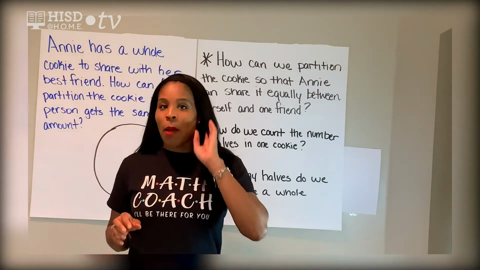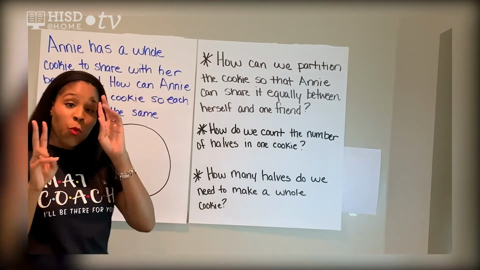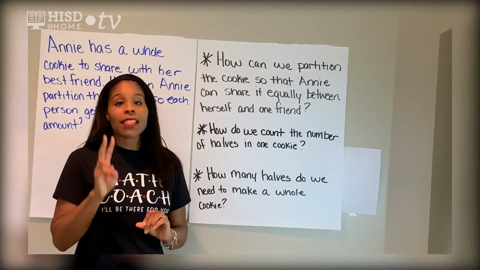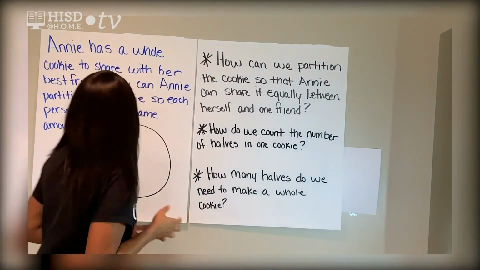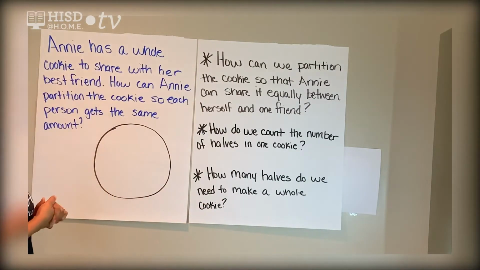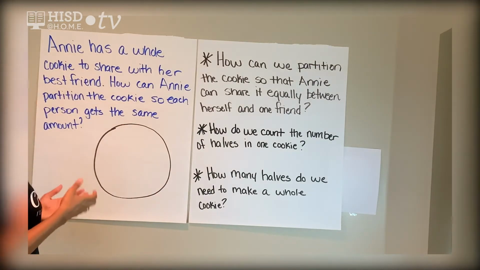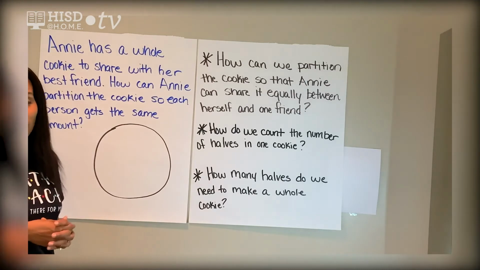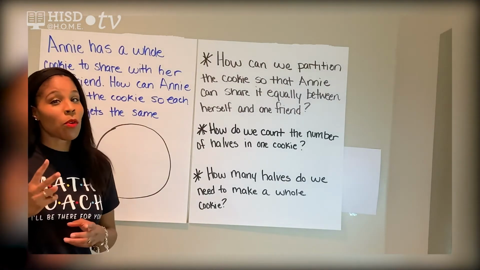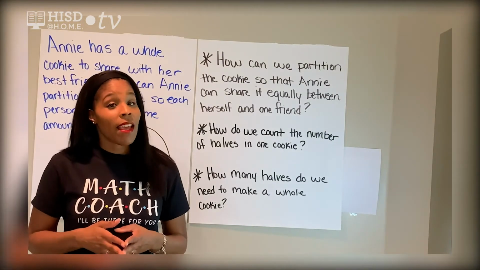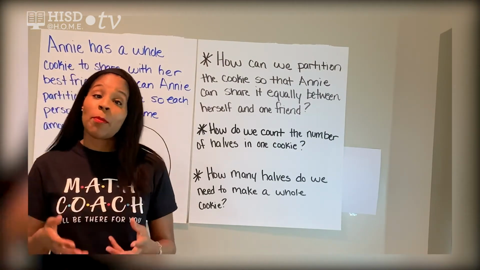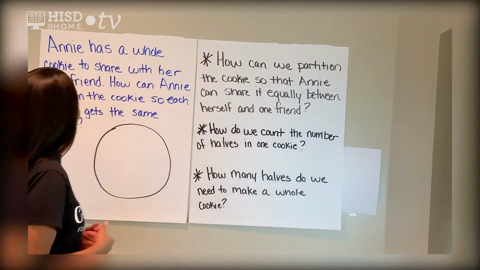Let's get started on our word problem for today. I'm going to read it at least twice. The second time, I want you guys to think about what it is talking about and what it's asking us to do. Anna has a whole cookie to share with her best friend. How can Anna partition the cookie so each person gets the same amount? Let's read it again. The second time, I want you to pay attention and listen for some important information. And you can also jot some things down on a piece of paper that you were using earlier.